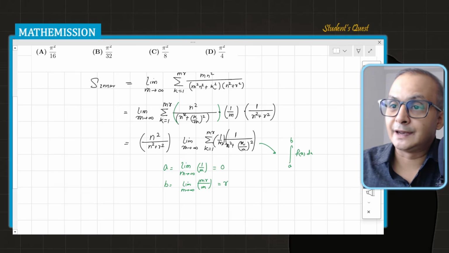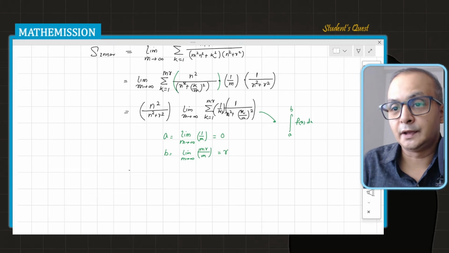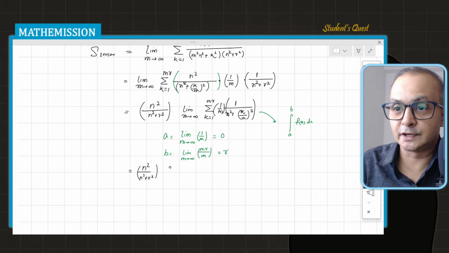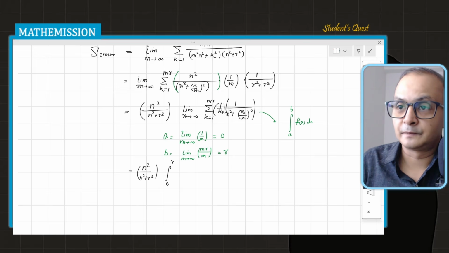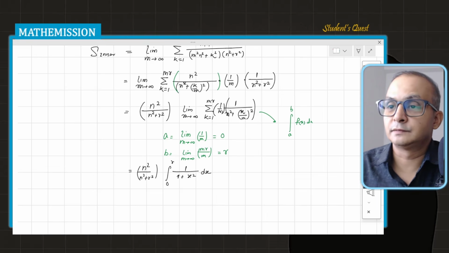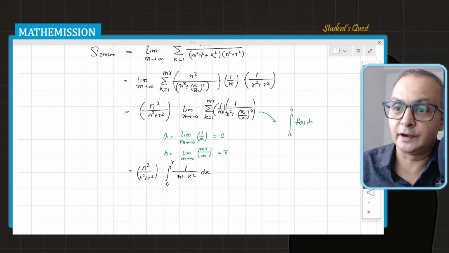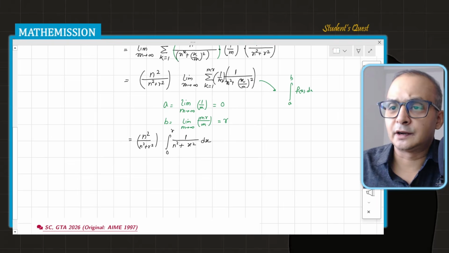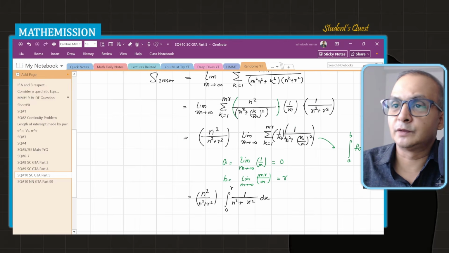It means our integration will be, the entire thing will be like this: n square by n square plus r square, and this will turn into the integration from 0 to r of 1 by n square plus x square dx. Sorry, n square plus x square dx, not 1 plus x square. There was n sitting over there, so it will become n square plus x square. Now this is not a hard thing to understand, what the integration will be.